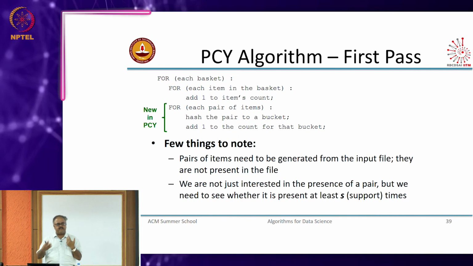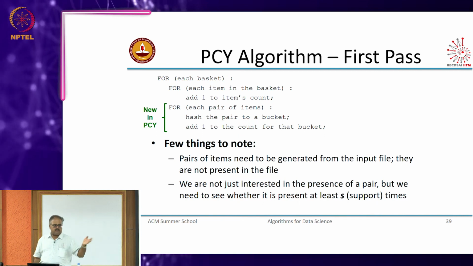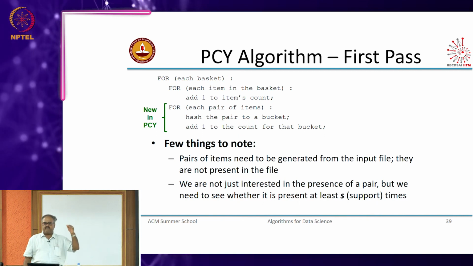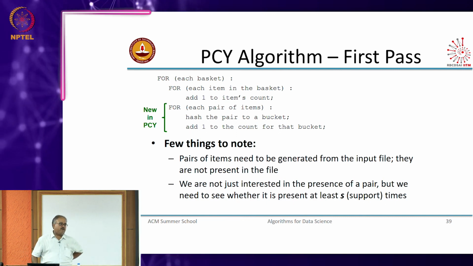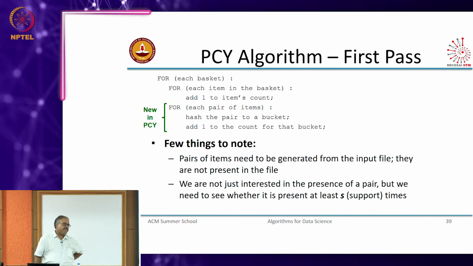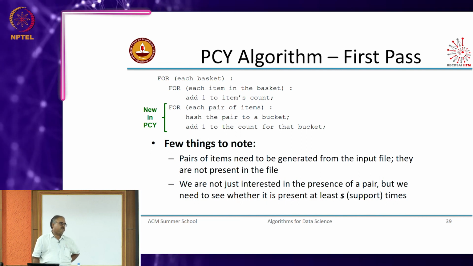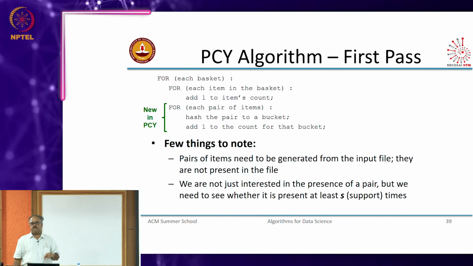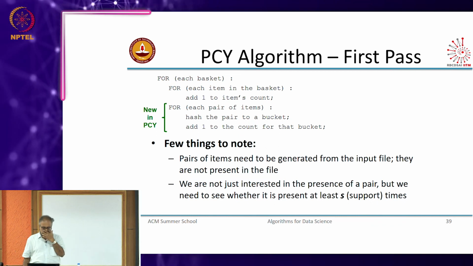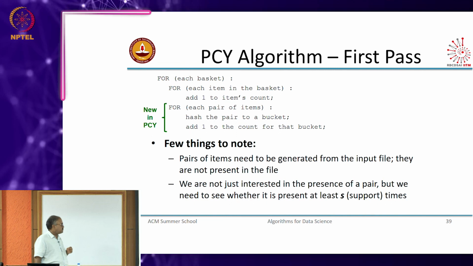So, we need to have some efficient way of generating these pairs, because the pairs are not present in the file. In the file you just have the list of items. So, if you are reading it a transaction at a time, then you have to make sure you generate all the pairs that are there in the transaction on the fly, and then you hash those pairs into the bucket.